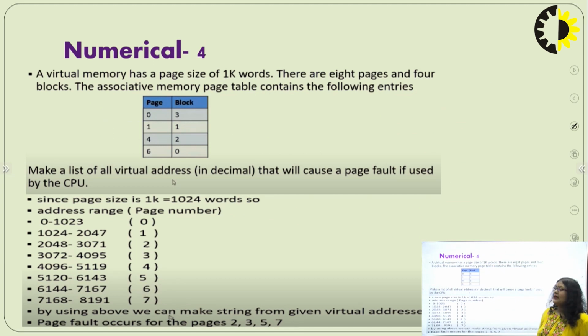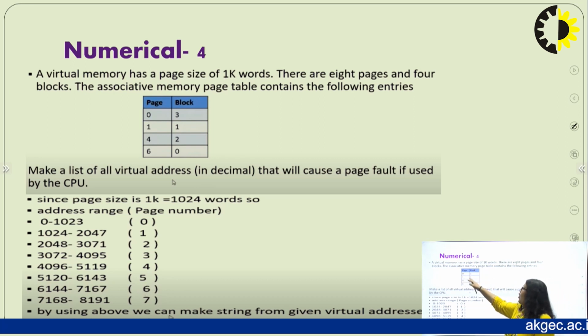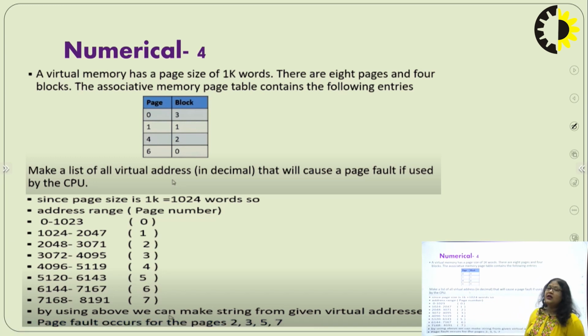Now the fourth numerical: a virtual memory has a page size of 1k words. 1k means 1024. There are 8 pages and 4 blocks. 8 pages means we have 8 pages in a process, and 4 blocks means we have 4 blocks in the main memory. According to the table, we have the page and the block number. Page 0, block 3; page 1, block 1; page 4, block 2; page 6, block 0. We have a total of 8 pages, but only 4 pages are present, so 4 pages are absent from this table.